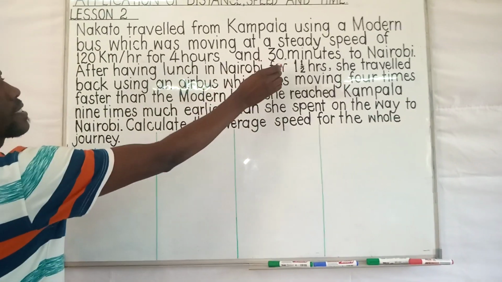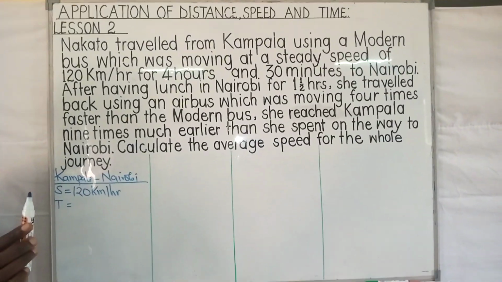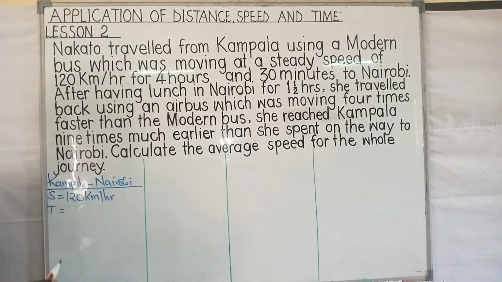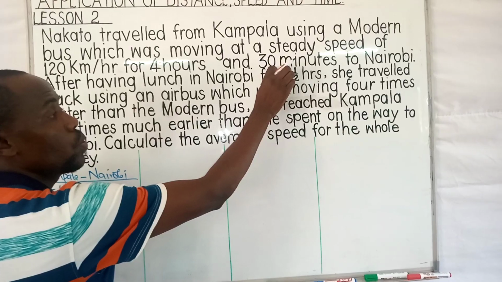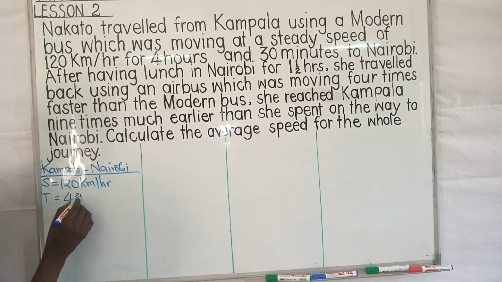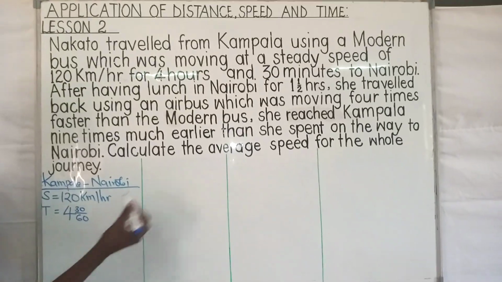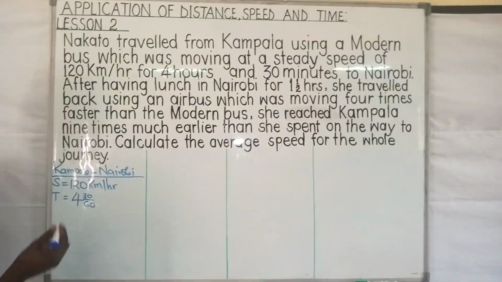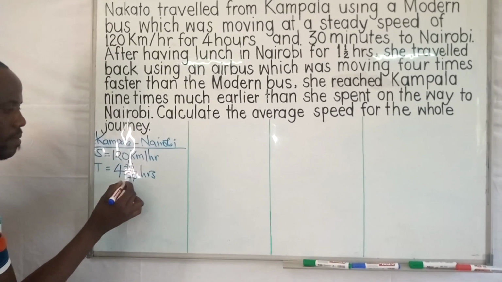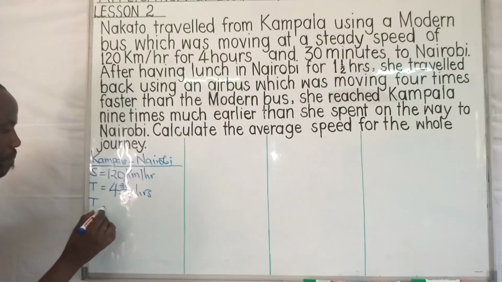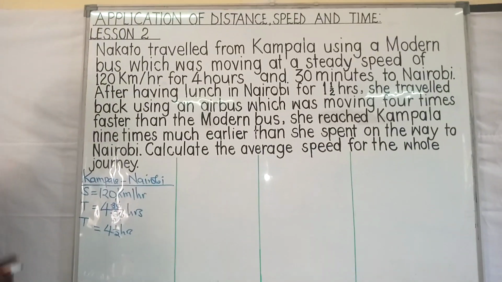Now, these 4 hours and 30 minutes, we need to change the 30 minutes into hours, having known that 1 hour is equal to 60 minutes. Therefore, we shall have the 4 hours, but the 30 minutes must be changed to hours. And we shall get 30 divided by 60. Meaning, when you get 30 out of 60, you have converted 30 minutes into hours. So this will be in hours. Reducing by 3 once, by 3 twice, meaning our time is equal to 4.5 hours. That's the time spent traveling from Kampala to Nairobi.